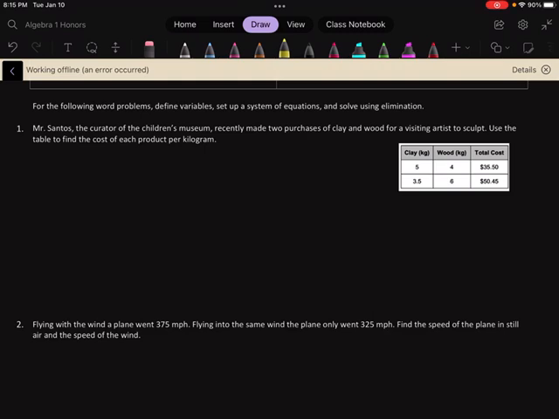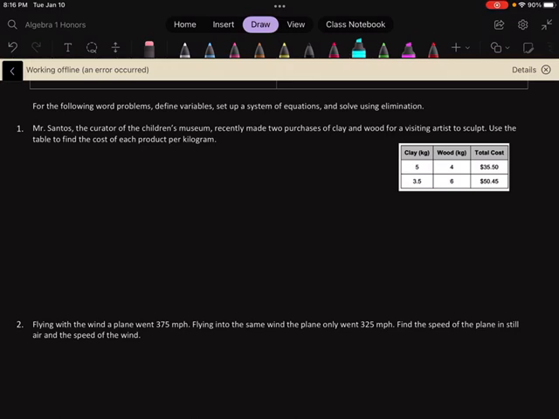Yes, we are. So for the following word problems, we'll define the variables. And the reason why defining the variables is important in these situations is because we have two different things, right? Set up a system of equations and solve using elimination. So, Mr. Santos, the curator of a children's museum, recently made 2 purchases of clay and wood for a visiting artist to sculpture. Use the table to find the cost of each product per kilogram.